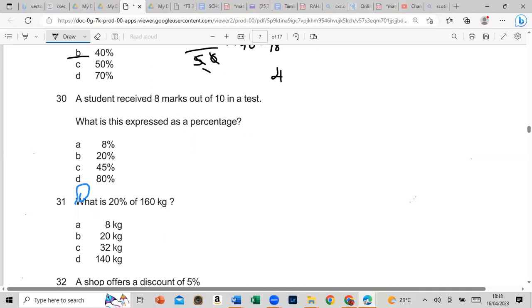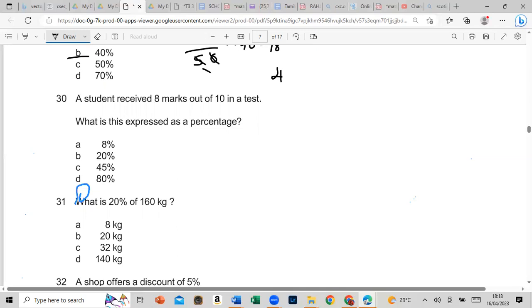And we have done those conversions of fraction to percentage. We also looked at percentage to decimal and decimal to fraction. So I'm not worried, as I said, guys. You guys just have to go and execute. All right, so the answer for number 30 is D.